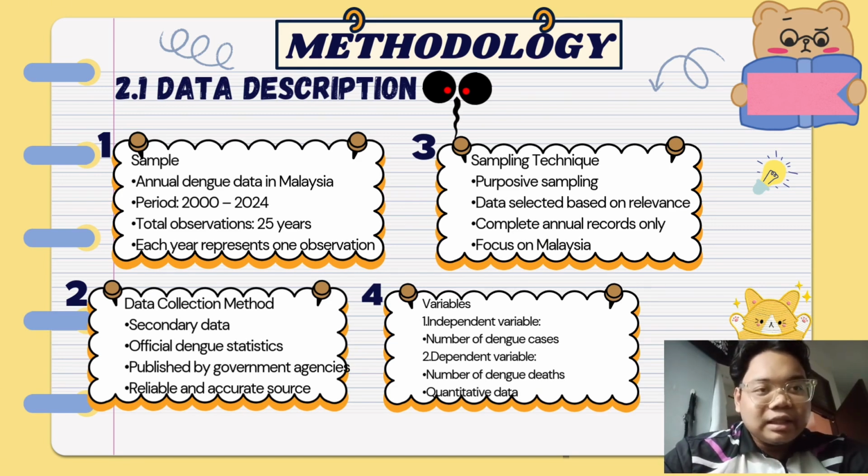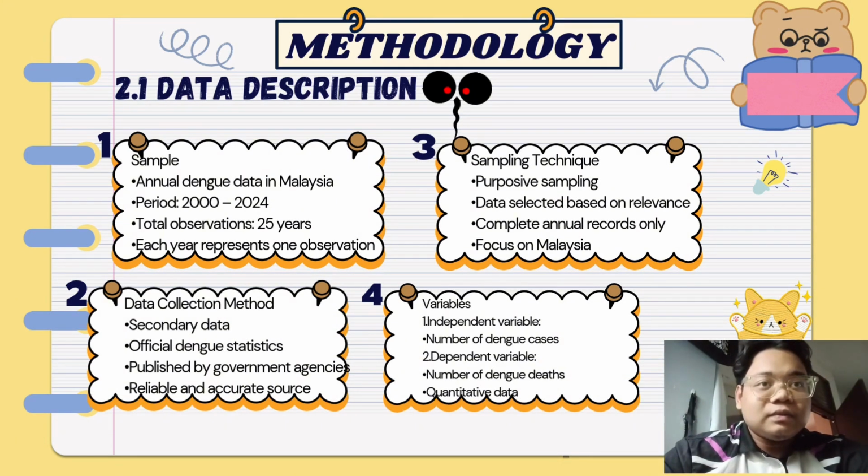Next is the data collection method. This study used secondary data, which means the data was already collected by official organizations. The data was obtained from published dengue statistics by government agencies. Using secondary data is appropriate because it is reliable, accurate, and officially recorded.